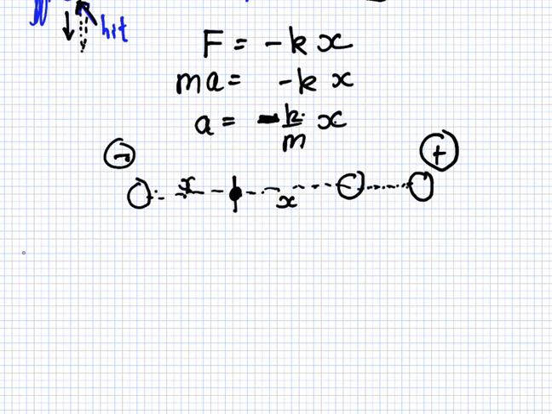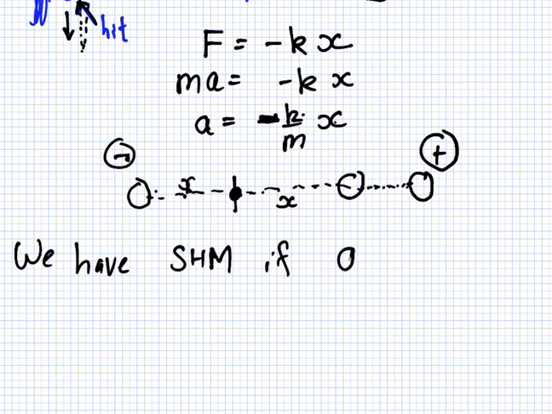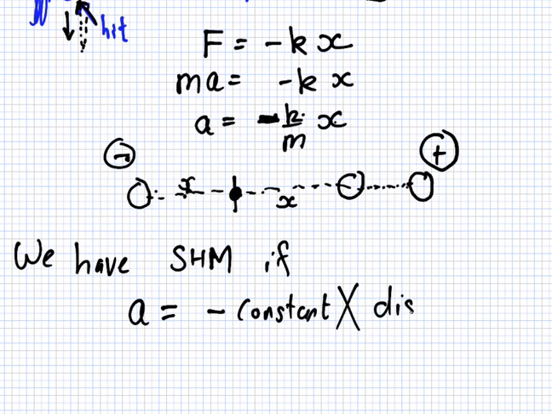So we can say we have simple harmonic motion if the acceleration equals a minus constant multiplied by position, displacement. So if you have this type of acceleration, then you will get this simple harmonic motion going back and forth.